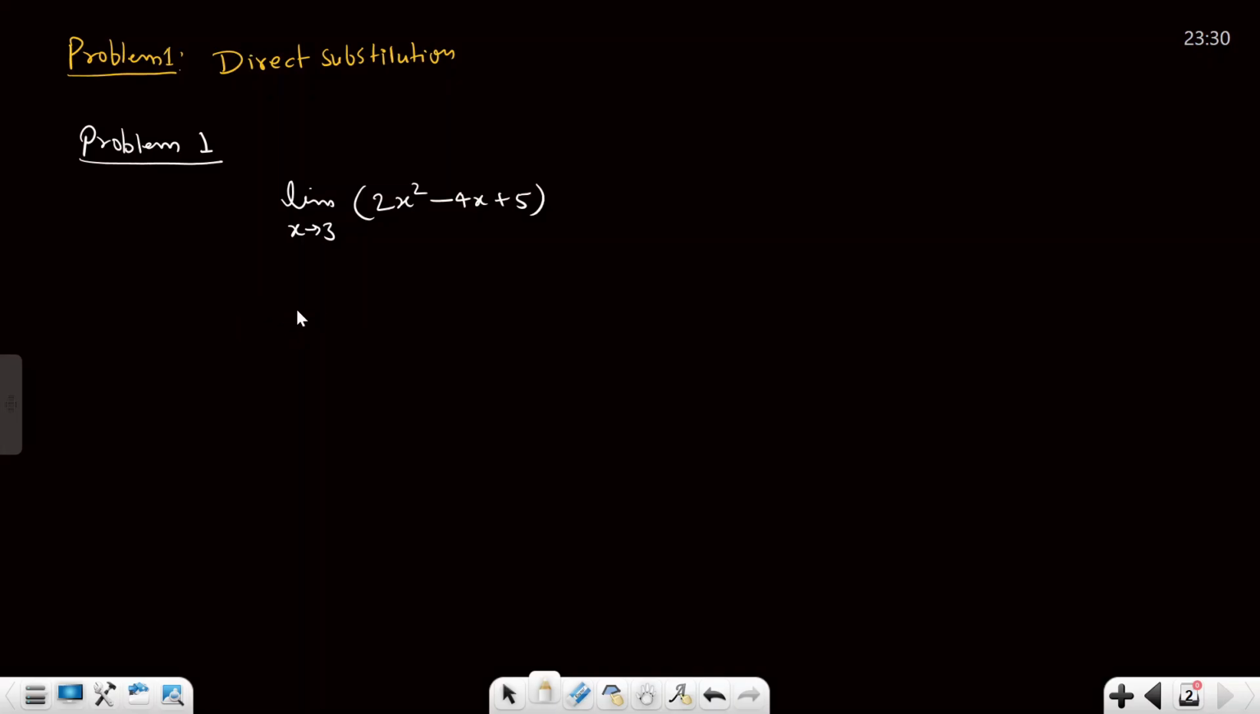So that gives us 2 times 3 squared minus 4 times 3 plus 5. So 2 times 3 squared is 18, minus 4 times 3, that is 12, plus 5. So 18 minus 12, that is 6, plus 5, and 6 plus 5 is what? 11. So our limit is 11, as simple as that.